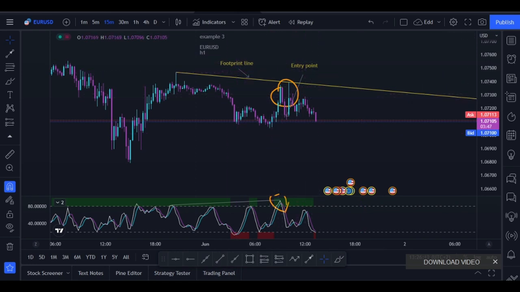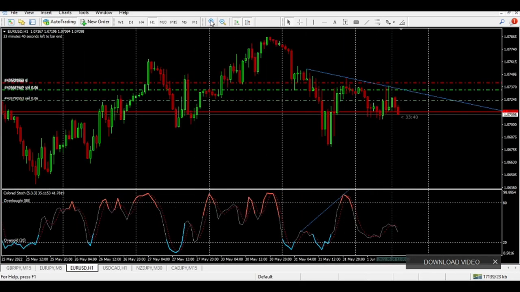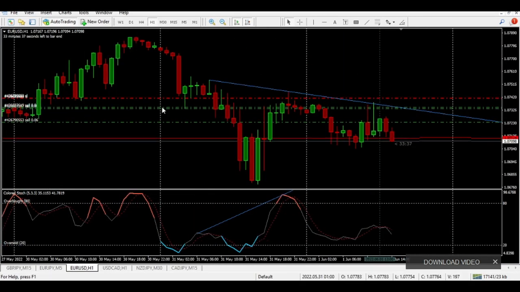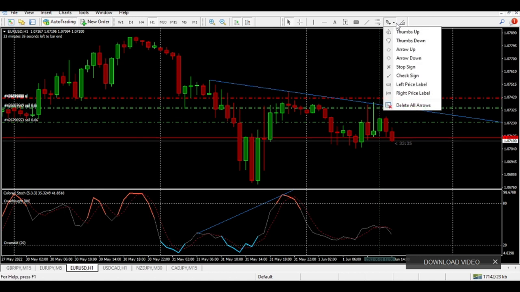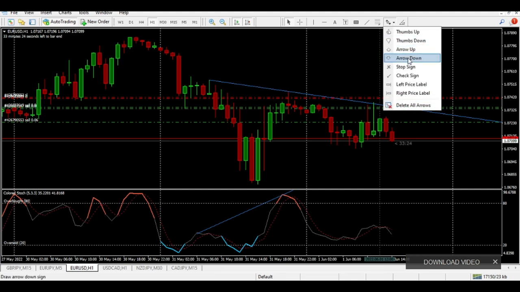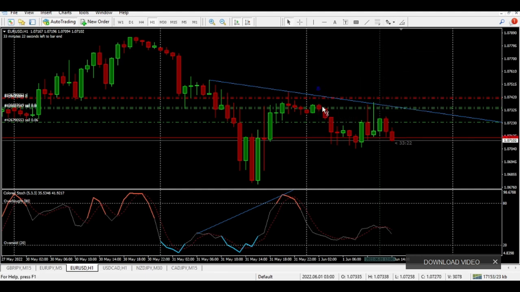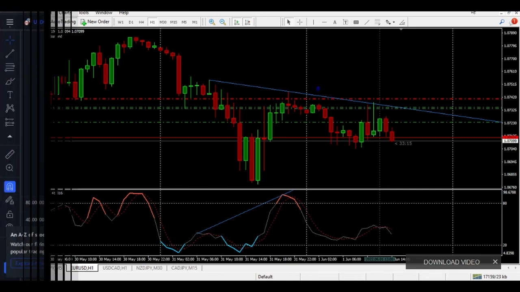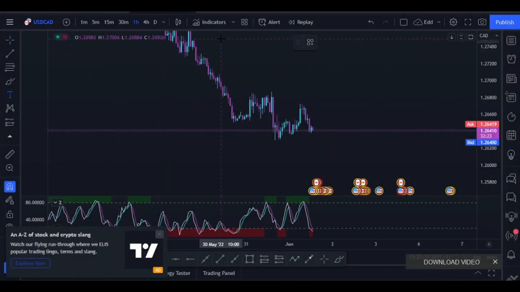Now let me show you where I took this trade in the morning. I took it here. Let me just zoom in. I executed right here in the morning. I took this trade over there. Hey, this arrow here. That's why I executed my sell, and I put my stops just above the footprint line. Let's move on to example number 4.